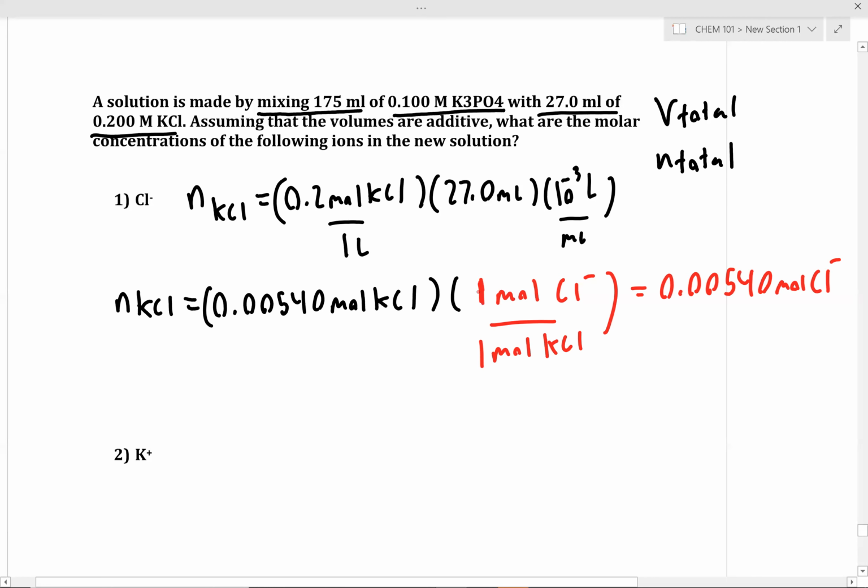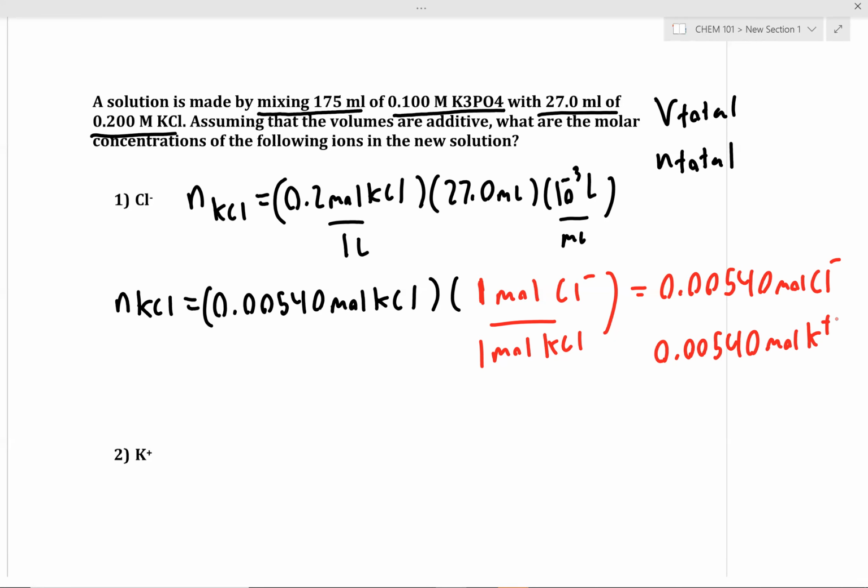How many moles of potassium do I also have from KCl? Is it the same? Is it also a 1 to 1 ratio? Yes, so I'm going to write that down as well. We also have 0.00540 moles of potassium. So this is how you make what is known as an ion volume table, okay?